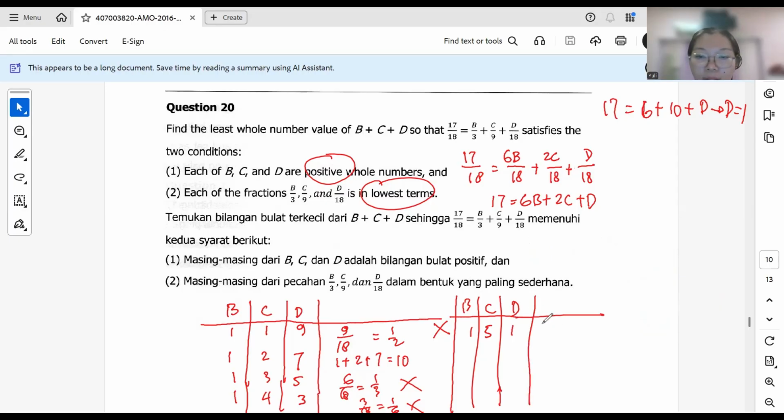If you add everything, then you cannot. Can it be 1, 6? 1 and 6, we try 17. 6 plus 6 times 2 is, it cannot, right? You cannot find D for this. So we move on to 1, 12. 1 times 2 is 14, so D is 3.